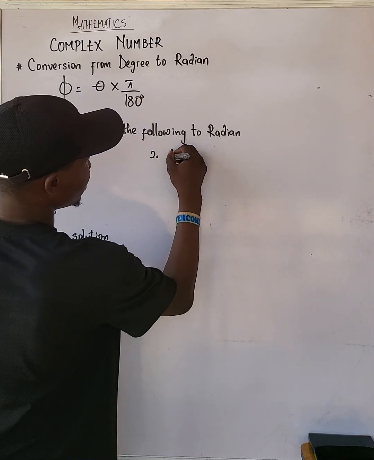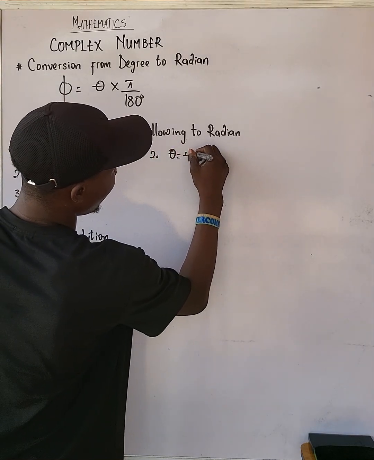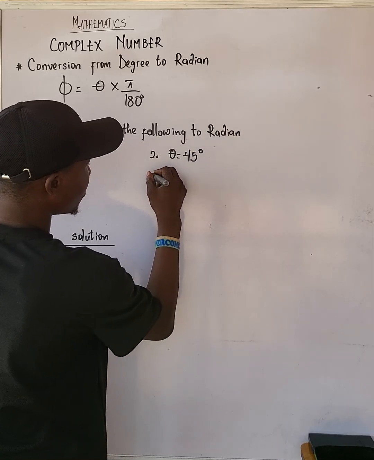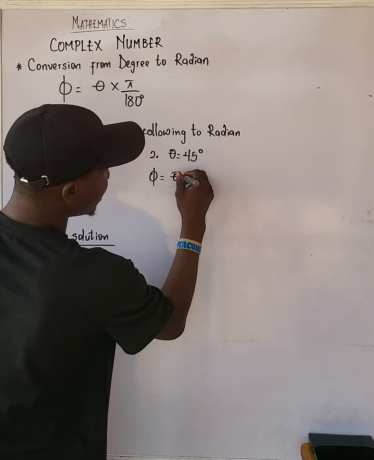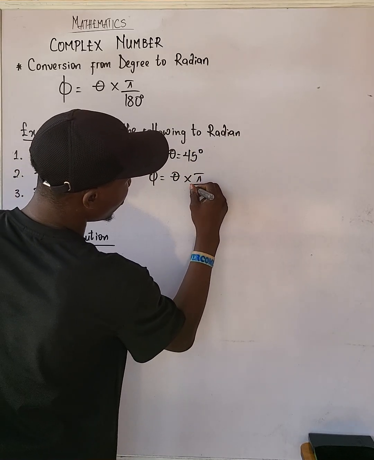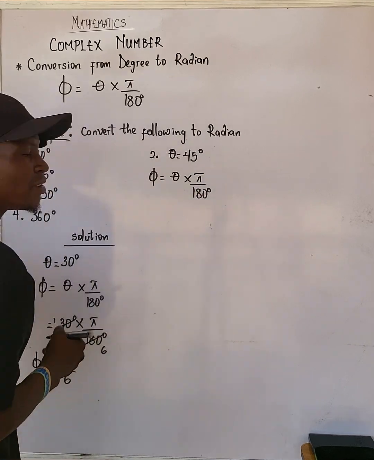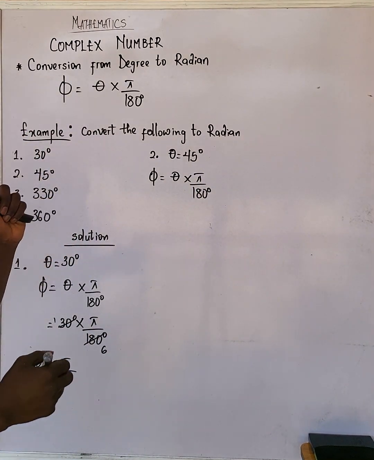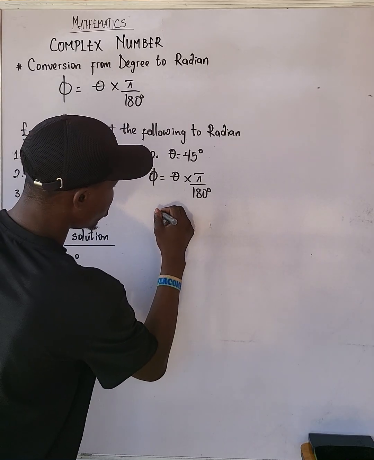I have 45 degree. That's my theta, right? So what is the formula? Radian is equal to theta multiplied by pi over 180 degree. So whenever you are given it in form of degree, just use the formula theta multiplied by pi over 180 degree. You get your answer in radian.